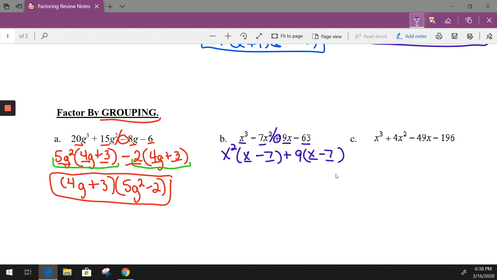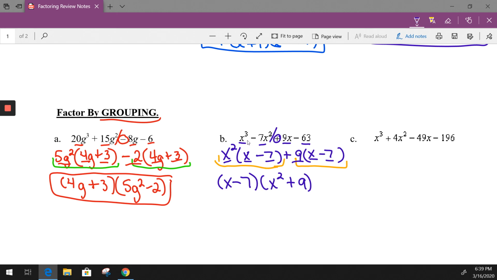And then once again, you will notice that in this group you have an x minus 7, and in this group you have an x minus 7. So you're factoring out the x minus 7. And then when you factor out the x minus 7, you have the x squared plus 9 left in the other parentheses.